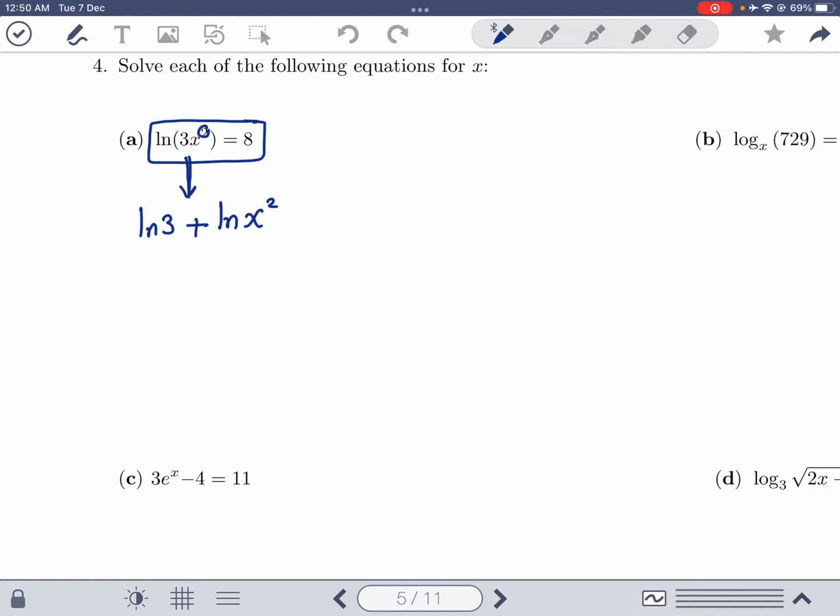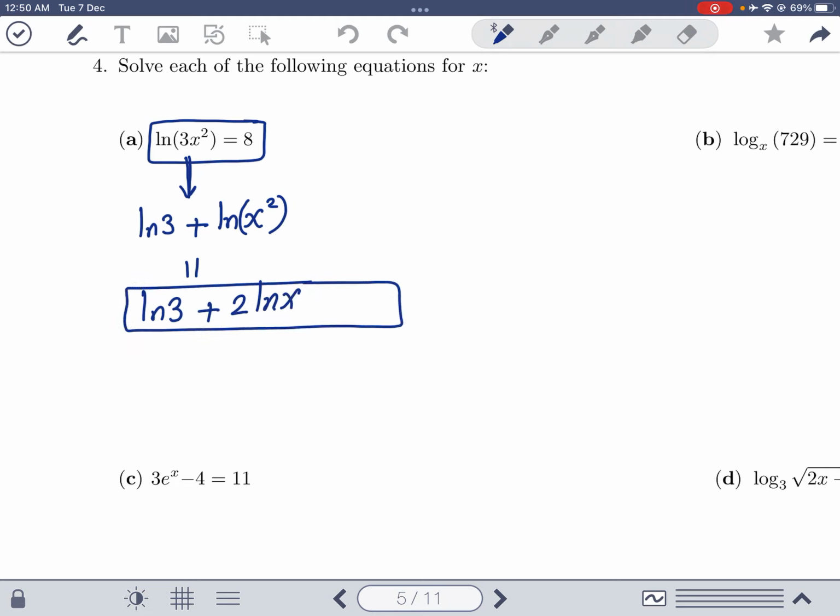Notice you cannot bring this 2 down from the beginning. This you cannot do. But now, after you separate the 3 from the x, this will be ln 3 plus 2 ln x. So this now should be 8. And this is easy to solve. So 2 ln x is 8 minus ln 3. So for ln x we divide by 2. We get 8 minus ln 3 over 2.